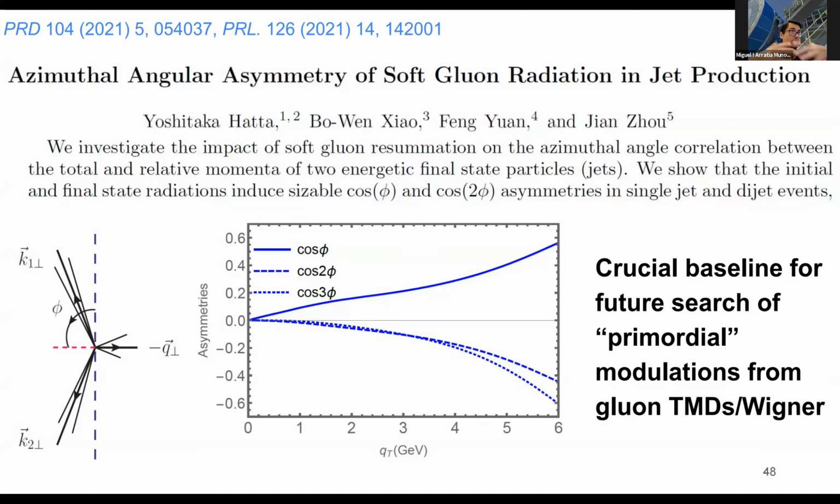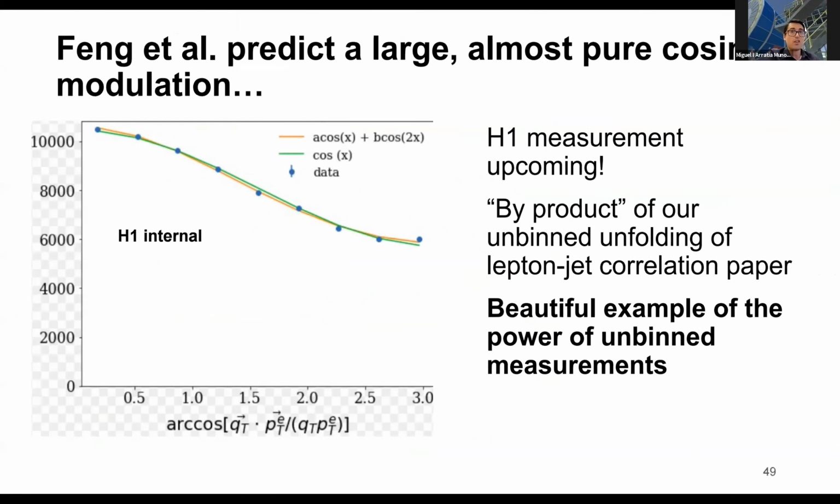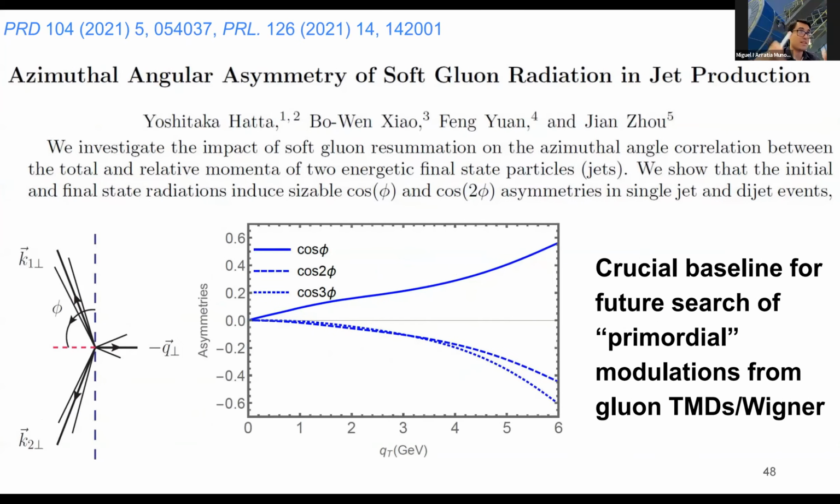And so this is coming from just soft gluon radiation, but it's a very important baseline for future measurements that will try to constrain primordial modulations. What we mean by primordial is modulations that are coming from gluon TMDs and Wigner distributions. So this is predicted to be like a foreground or background for those types of studies. So Feng and company predict a very large, as you can see from this plot, cosine modulation. Because the higher moments that you see in the dotted lines are very small, low Q.